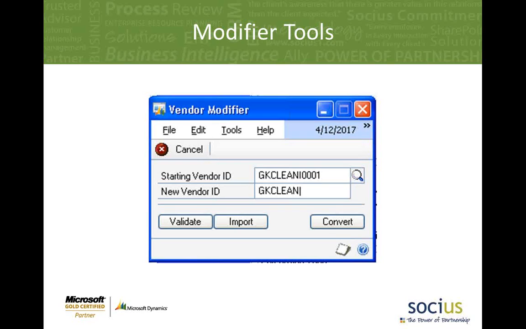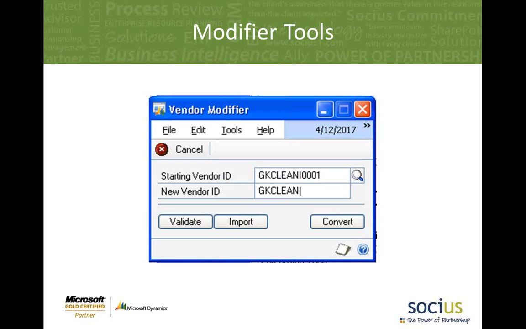So the process is very simple. If you want to change a vendor ID, you put in the vendor ID that you want to change, and then you indicate what you want to change it to. You'll notice that there's an import button there. And that is in case you are revamping your entire vendor file, for example, and you want to go through Excel and work through the new vendor IDs, you want to do a mapping in Excel, you can then import those in and do a mass change.